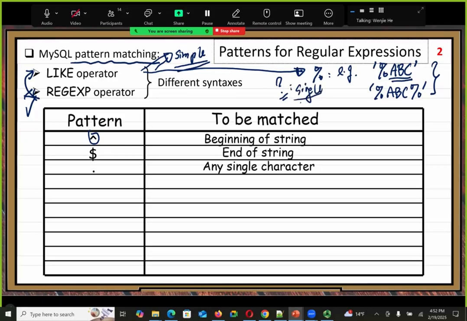So that's why, do not get confused. Question mark.